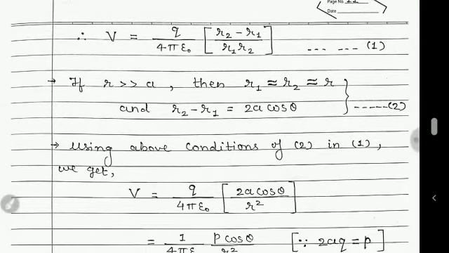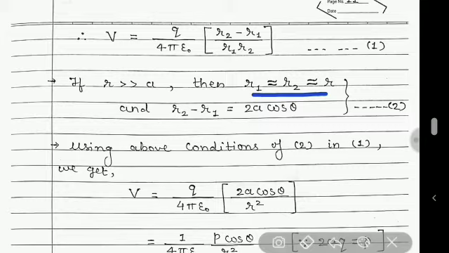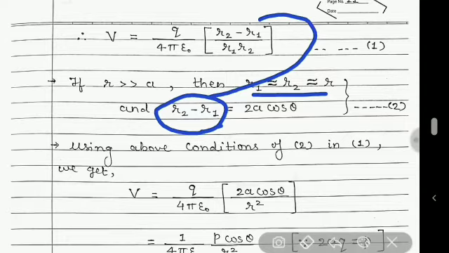So taking this condition, we will also get the difference r2 minus r1. Why are we taking this difference? Because in the above equation 1 there is a term with that difference r2 minus r1. So from the figure, this r2 minus r1 will be equal to 2a cos theta.